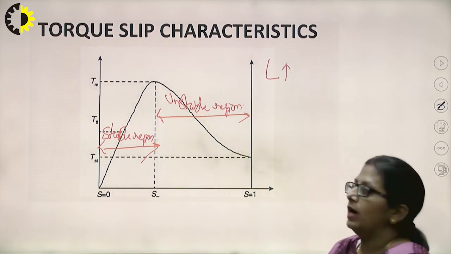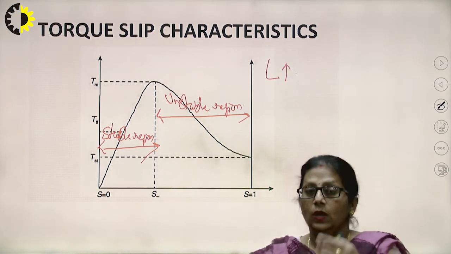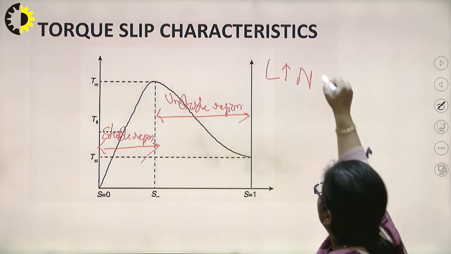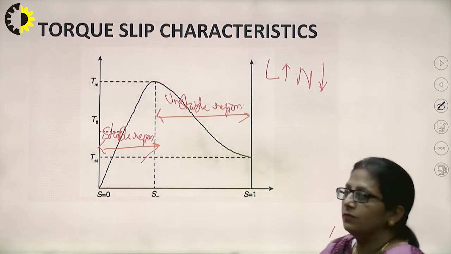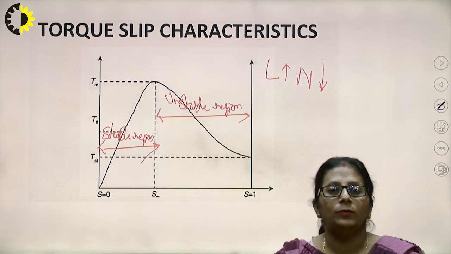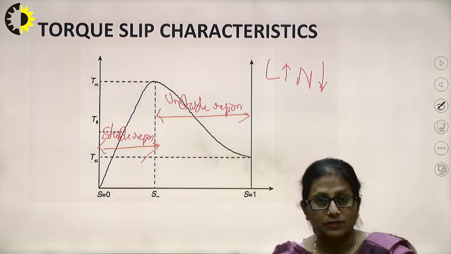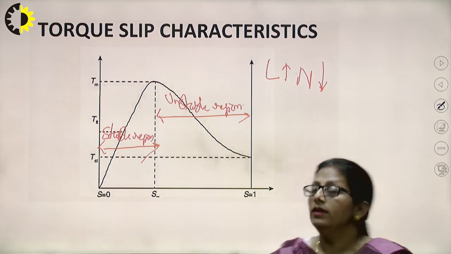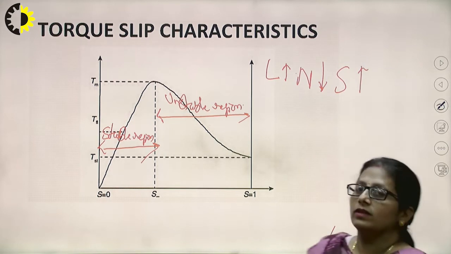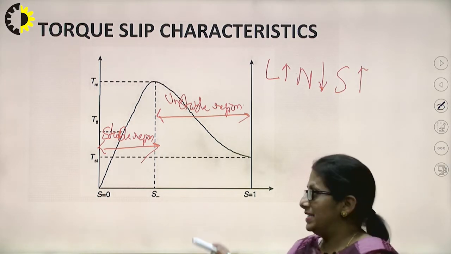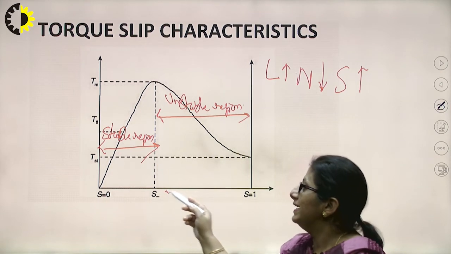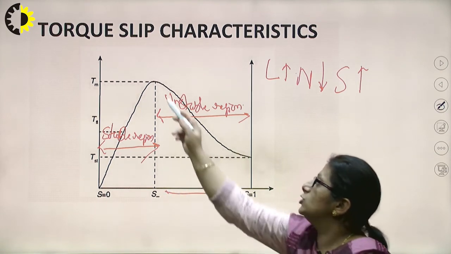obviously, what is going to happen with the speed? When the load is increased, the speed of the motor is going to get decreased, right? If the motor speed is decreasing, what is going to happen with the slip? Obviously, the difference will increase between NS and NR. So the slip is going to get increased, right? The slip will increase. But in this unstable region, what can be seen is that with the increase in the slip, the torque is decreasing.